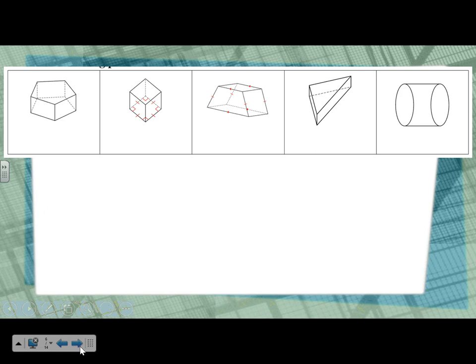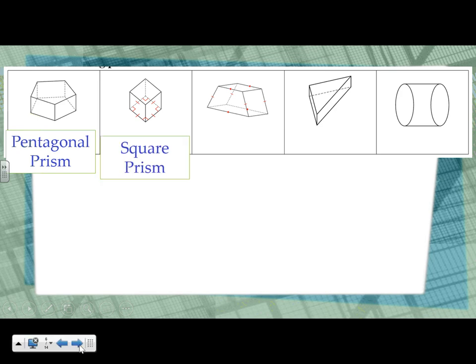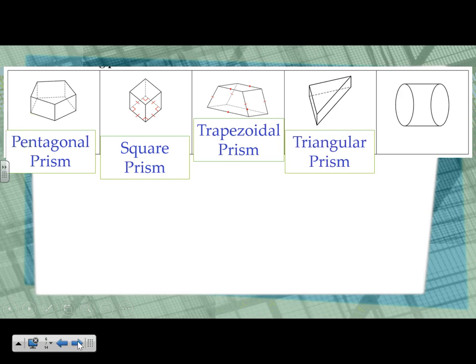So we need to name all these figures. Don't make this harder than it is. The first one, top and bottom, are pentagons. The next one, they're hinting that that is a square. It's got four congruent angles and four congruent sides. So that's a square prism. Then a trapezoid prism, rectangular prism, and a cylinder.